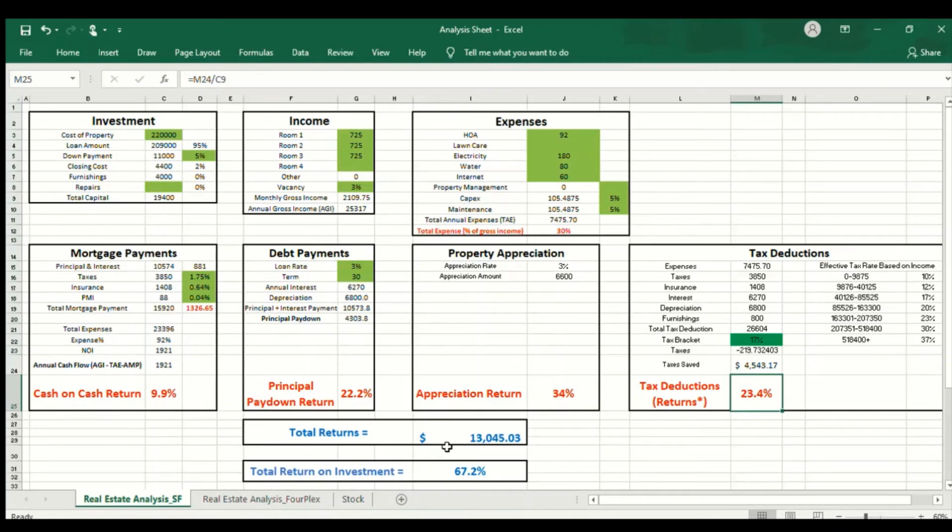So folks, you can see the total returns when you add the total cash flow to the principal paydown to the appreciation amount to the tax savings is just over $13,000, which is 67.2%. Folks, let that sink in for a moment. 67.2%.